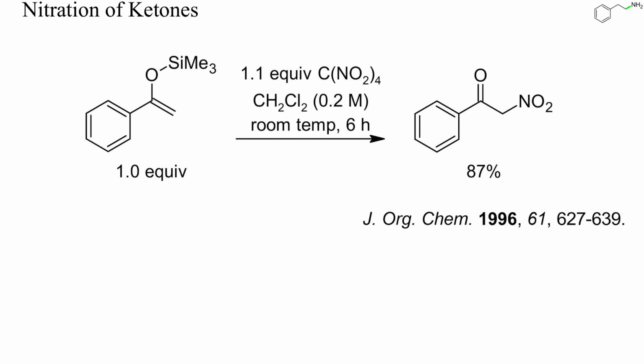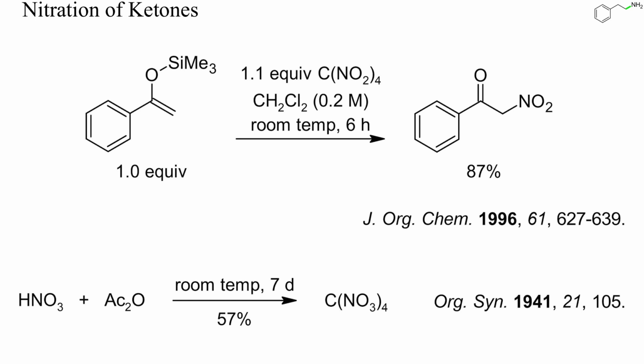One mild procedure for nitrating ketones is treatment of silyl enol ethers with tetranitromethane. No catalysts were required, and the nitration proceeded at room temperature in dichloromethane. Tetranitromethane can be prepared from anhydrous nitric acid and acetic anhydride, according to an Organic Syntheses procedure. Unfortunately, this reagent is toxic and potentially explosive when impure, and I would rather choose another nitrating strategy.